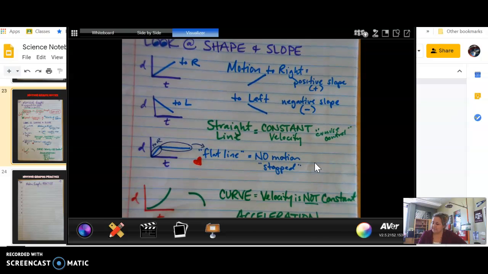However, sometimes we'll see something like this. This first portion, he was traveling to the right with a straight line. So at a constant velocity, he was traveling to the right. And honestly, these are not the most realistic graphs because think about getting in the car.